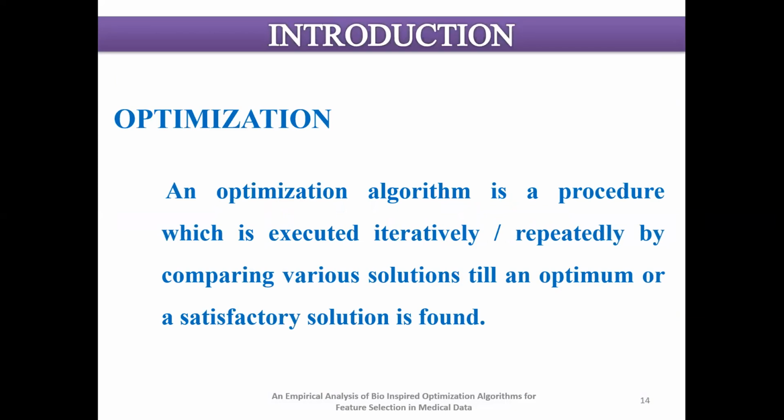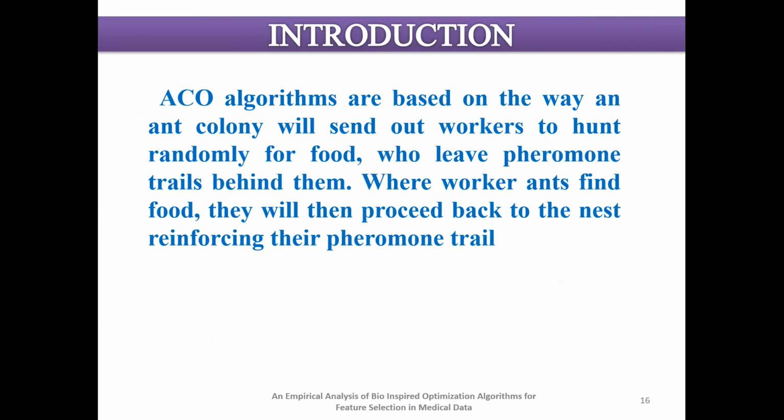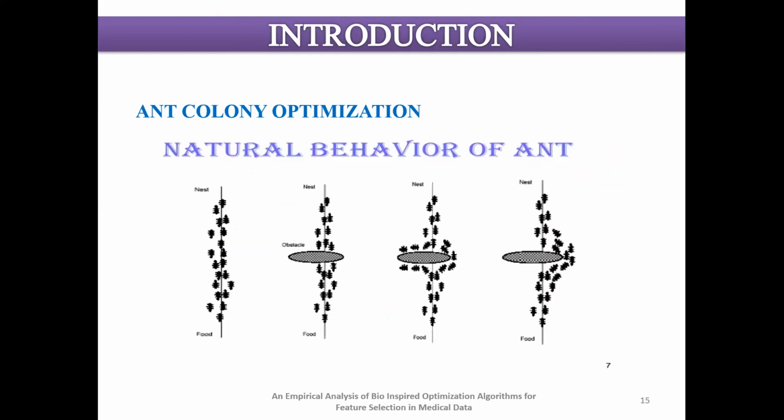An introduction. An optimization algorithm is a procedure which is executed repeatedly by comparing various solutions till an optimum solution is found. This is ant colony optimization. It is inspired by the behavior of ants searching for food, who leave pheromone trails behind them. When worker ants find the food, they proceed back to the nest, reinforcing their pheromone trails. By seeing this image, we can understand the ant searching for food near the nest. If there is any obstacle, it finds the shortest path to the food and goes to the nest. This algorithm works by the behavior of ants.